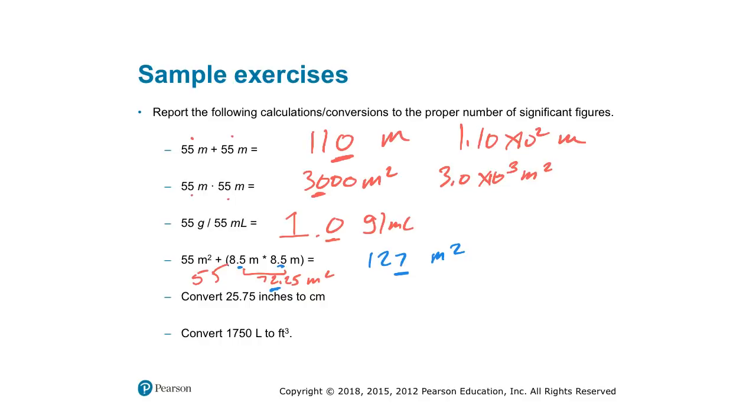Convert 25.75 inches to centimeters. Okay, number of centimeters. 25.75 inches, 1 inch is 2.54 centimeters.